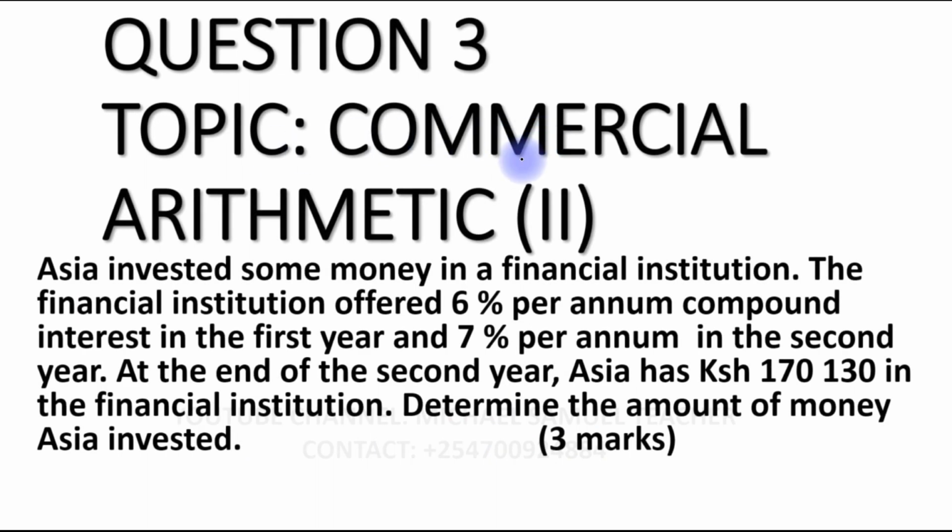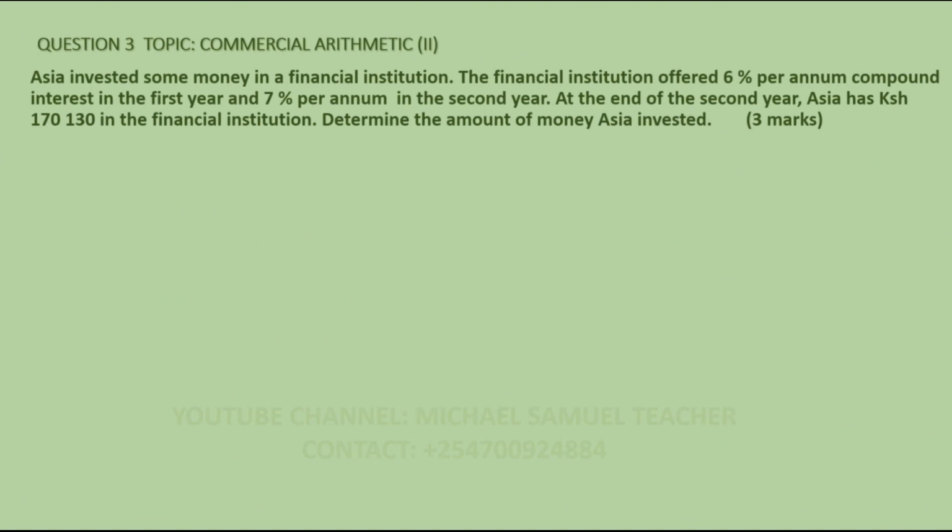Question 3. So from the look of things, this question came from the topic on commercial arithmetic 2, that is in form 3. Now, as per this question, Asia invested some money in a financial institution. The financial institution offered 6% per annum compound interest in the first year and 7% per annum in the second year. At the end of the second year, Asia has 170,130 shillings in the financial institution. Determine the amount of money Asia invested.